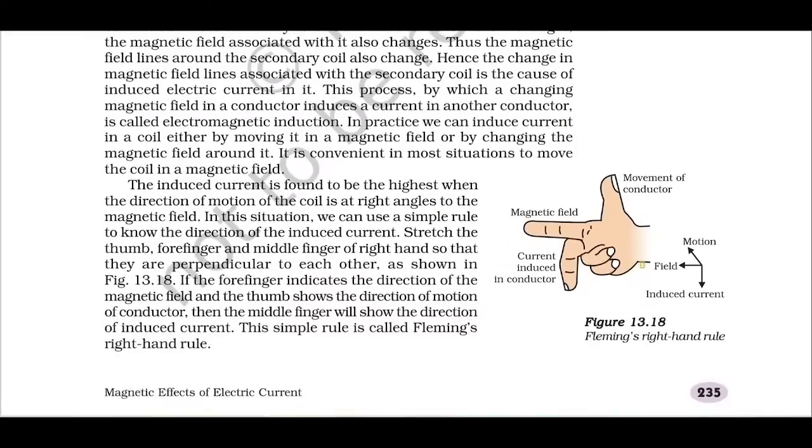So again we have Fleming's right hand rule. Arrange the thumb, the forefinger and the middle finger mutually perpendicular to each other. The thumb points the movement of the conductor. The forefinger indicates the direction of the magnetic field. The middle finger indicates the direction of the induced current.